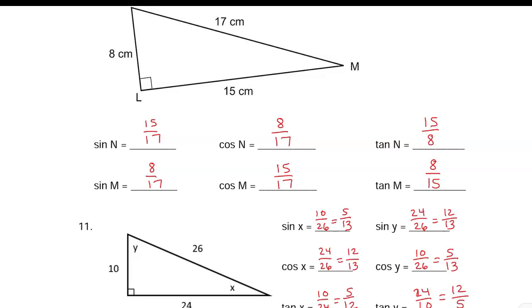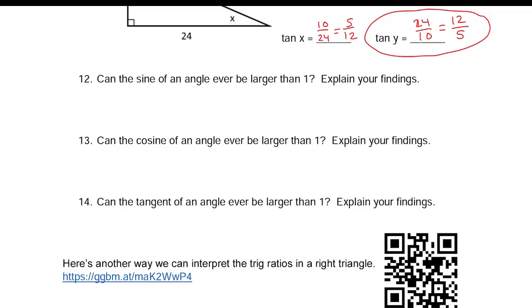Did you notice when you take the sine or the cosine of an angle, the top number in the fraction will always be smaller than the bottom number in the fraction? And that's because you're putting the number on top over the hypotenuse of the triangle. And we know that the hypotenuse is always the longest side of the triangle. So we're never going to see sine and cosine ever get bigger than 1. The tangent, however, can get bigger than 1. That occurred down here when we found tangent of y, and it occurred further up when we found the tangent of n. We know that tangent can become greater than 1.